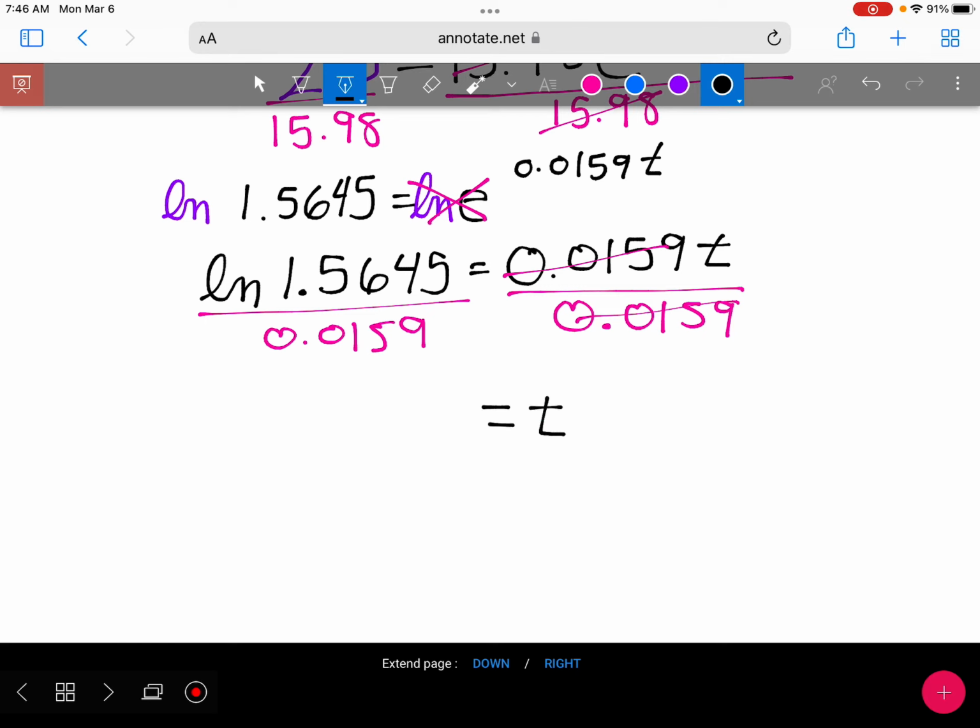And we're going to type it in super carefully. If you want to walk through the steps with me, I'm going to start with the fraction button. Then I'm going to hit the natural log and type in my 1.5645. I'm going to hit the down arrow to go down to the bottom of the fraction, and put in my 0.0159. And you should get 28.15. We'll do two decimal places.